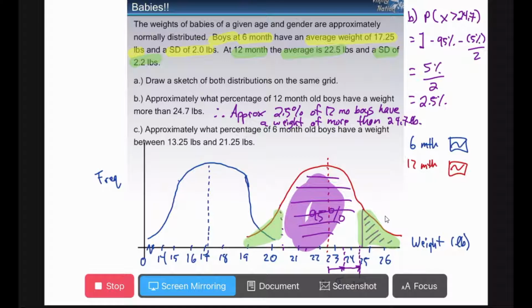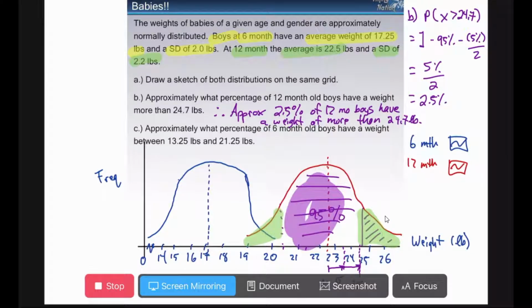We're also observing that the Z score is approximately 2. They're approximately 2 standard deviations away from the mean. Not exact. We could find an actual Z score and calculate a little more specifically, but the question just said approximately. We found approximately. That's good enough. For question C, approximately what percent of 6-month-old boys have a weight between 13.25 and 21.25 pounds?